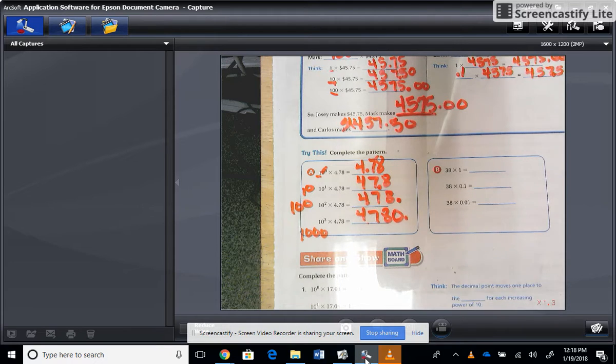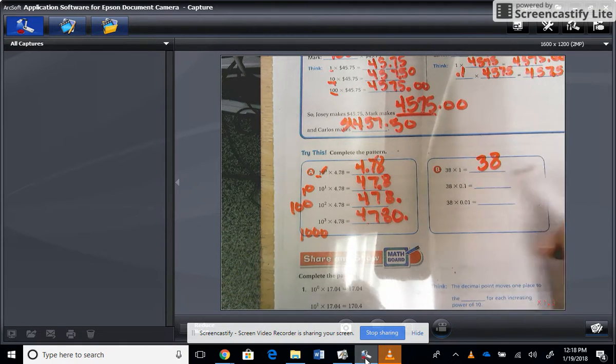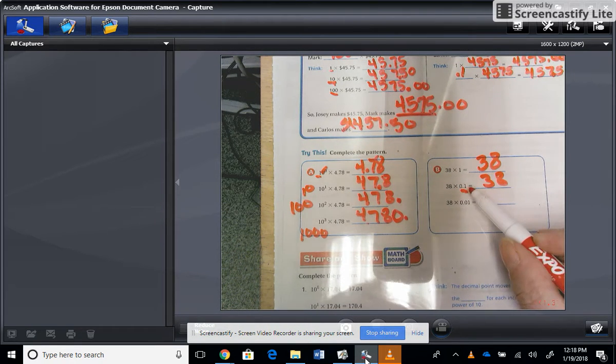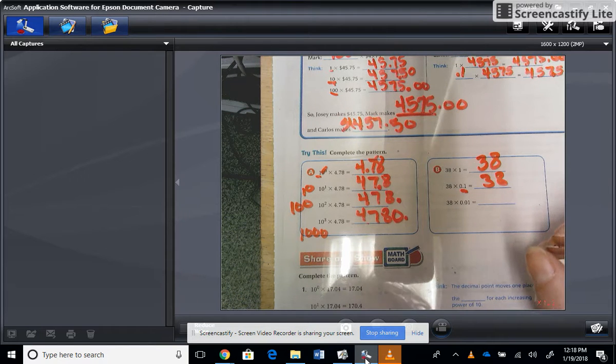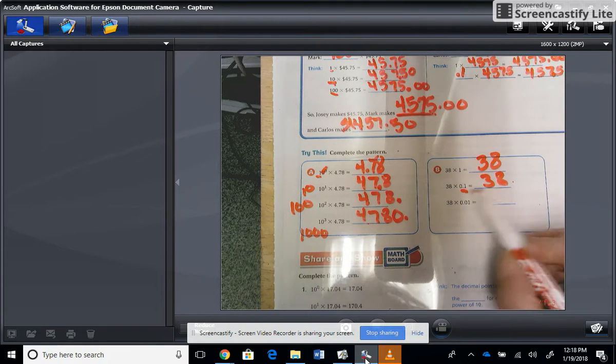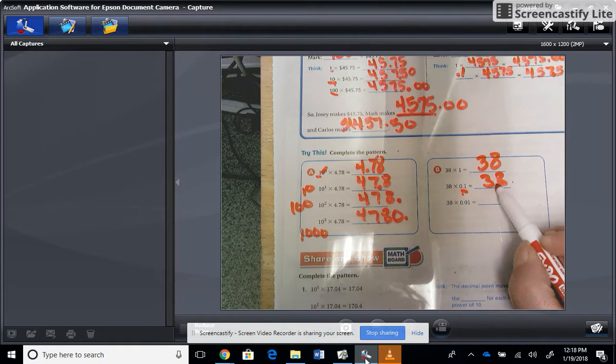Again, guys, here we are on B. 38 times 1 is 38. 38 times 1/10, I just write my digits again. Only if I'm taking it times a tenth, I know my number value is going to get smaller. Here's my whole number. Where's my decimal? At the end of the whole number. I need to move it to the left one place because there's one place in a tenth, and it's 3 8/10.